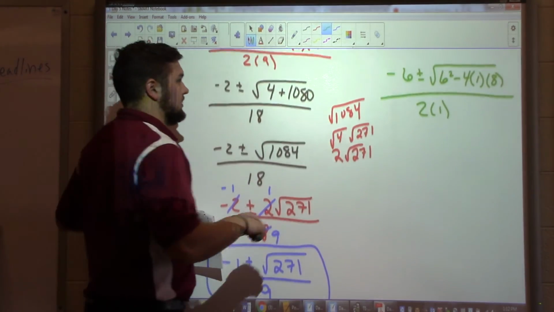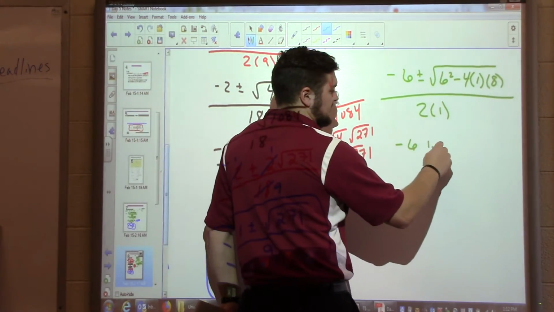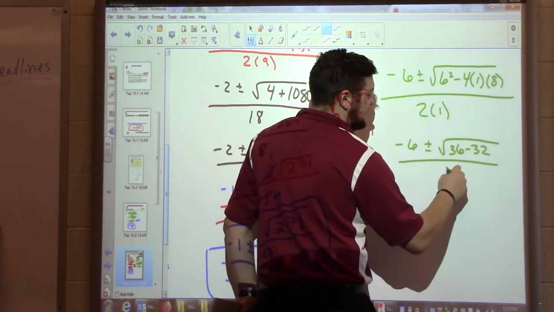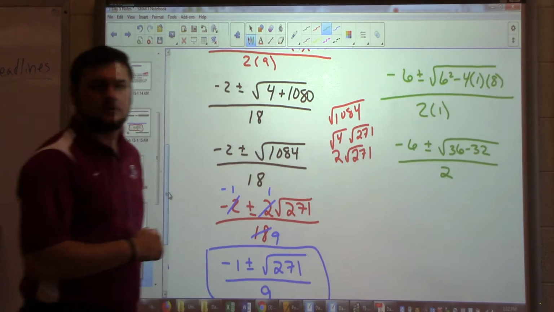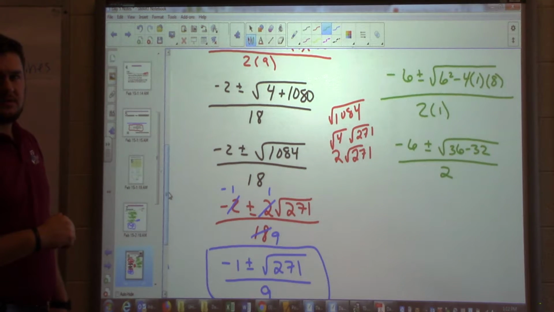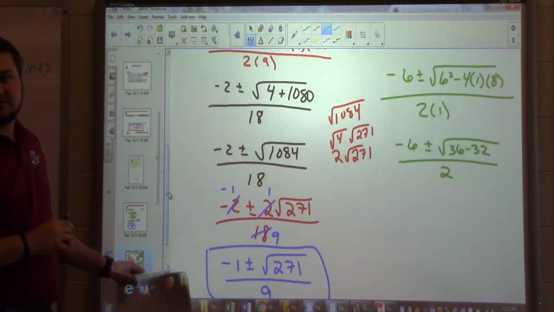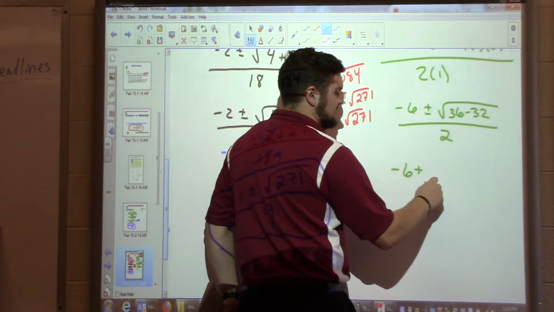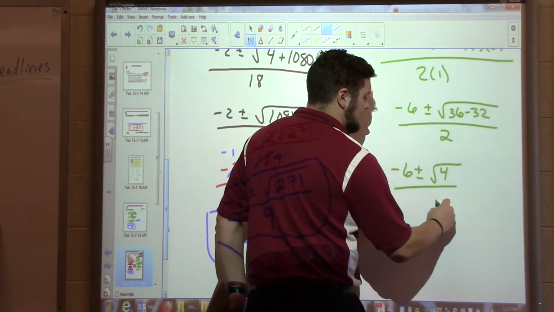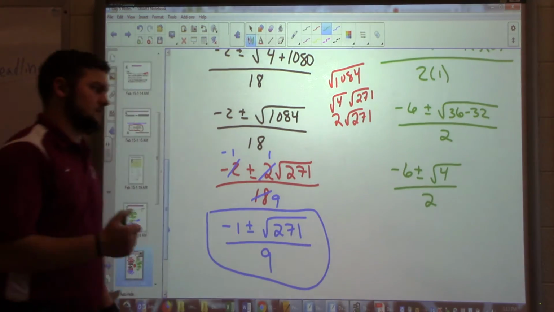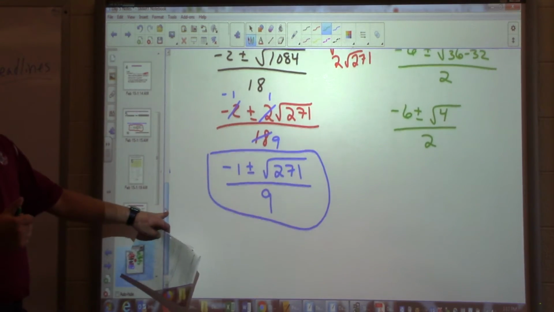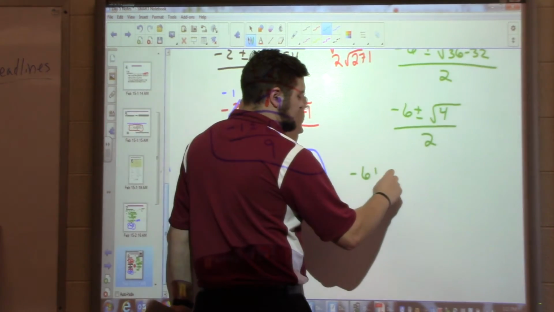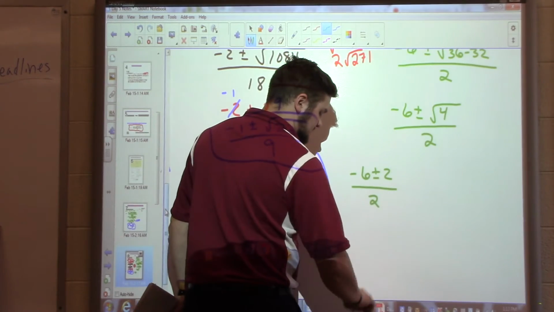Well, if I do some of that calculation, negative 6 plus or minus the square root of 36 minus 32, over 2. What's 36 minus 32? 4. So, negative 6 plus or minus the square root of 4, divided by 2. What's the square root of 4? 2. Negative 6 plus or minus 2 over 2.